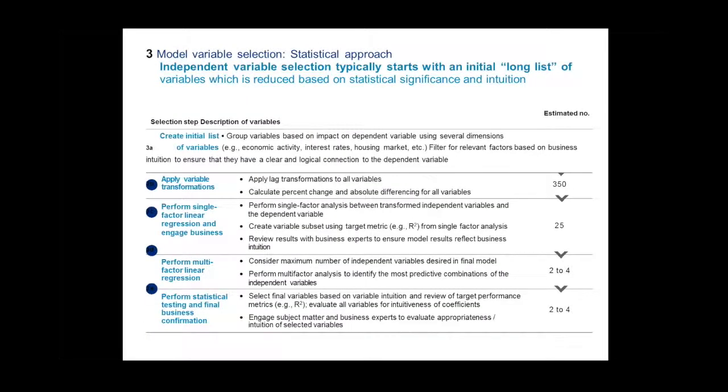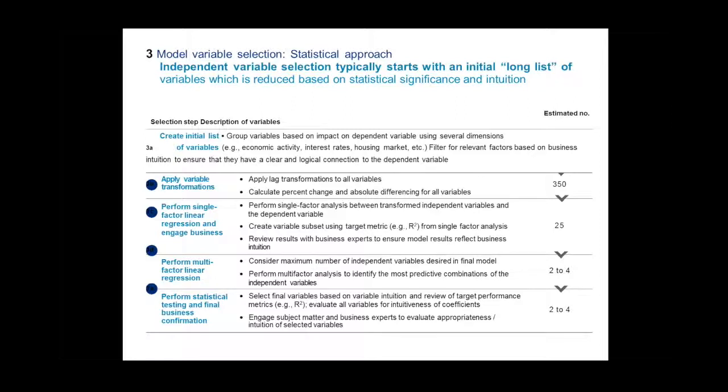So the next one, we're going to talk about the model variable selections, and it's the statistical approach. It is used based on statistical significance. We basically analyze what kind of variable is relevant from the business point of view. So this example is just a step by step on how to select our variables.